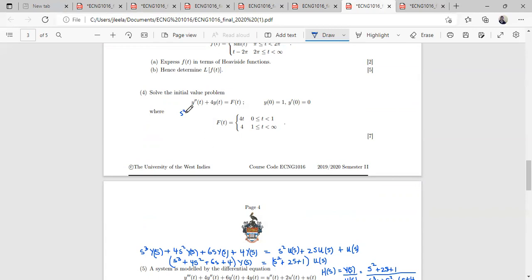You'll get s squared Y(s) minus s y(0) minus y'(0) plus 4 Y(s) is equal to, well, we already worked out this part here already, right? We already found the Laplace of f(t). So the left hand side here, y(0) is 1 and y'(0) is 0. So this term will vanish.